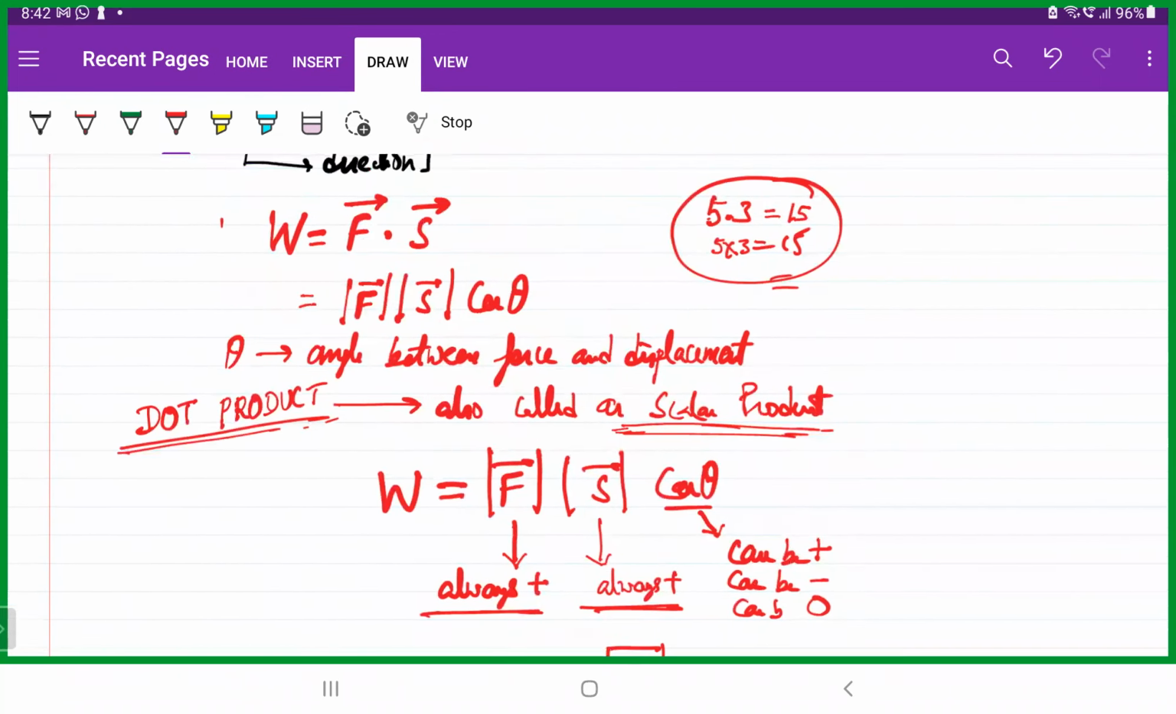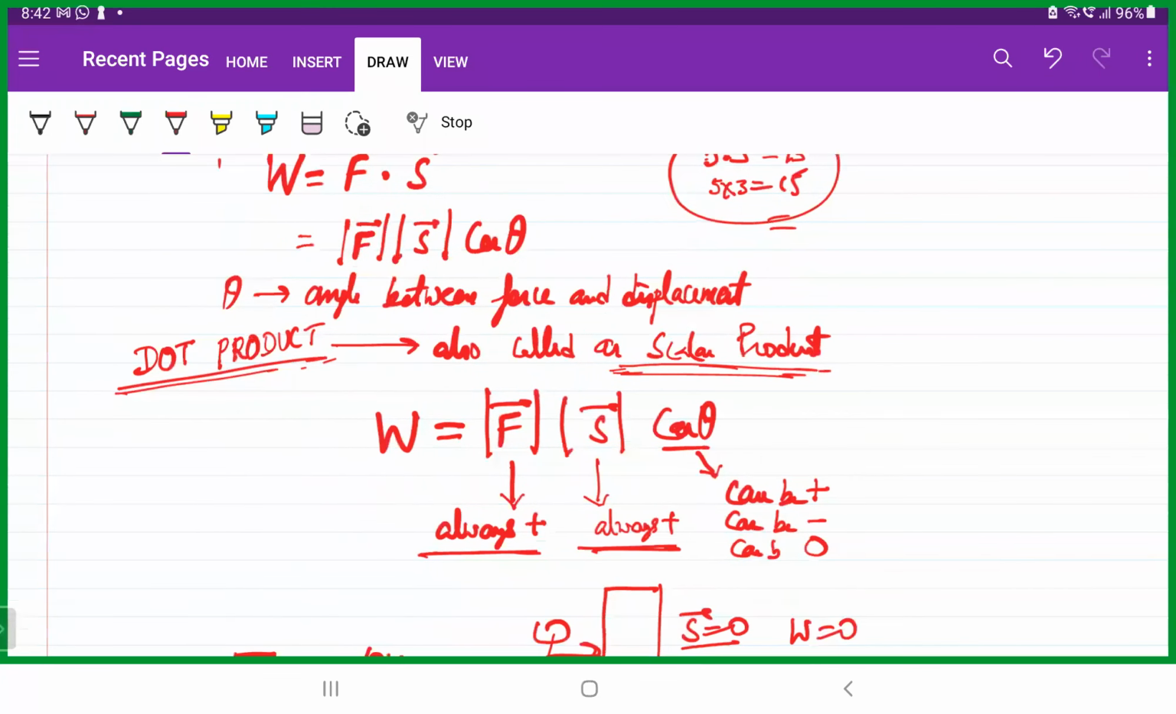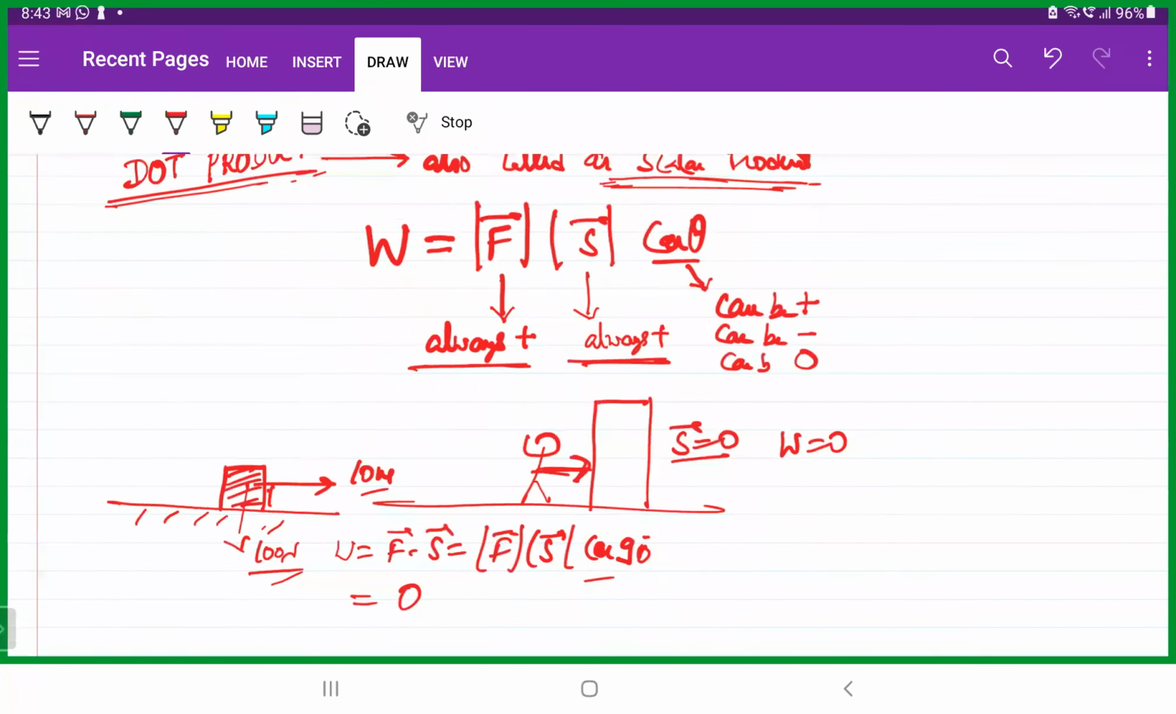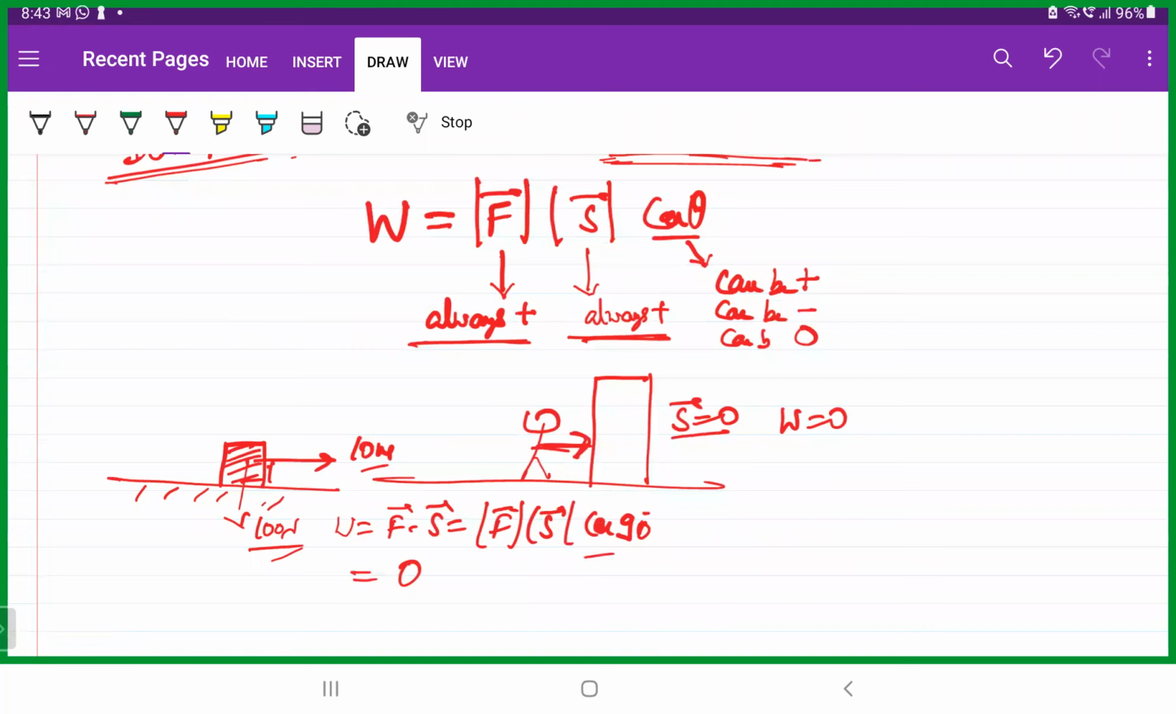Sir, the last one that you just wrote, W equals F vector dot S vector, can you explain with a visual example? Yeah, suppose weight of this is 100 Newton, gravitational force is 100, displacement is 10. So these two quantities are non-zero. But cos 90. Now what is cos 90? Cos 90 value is 0. So if you multiply 100 into 10 into 0, how much the quantity will be? It will be 0.